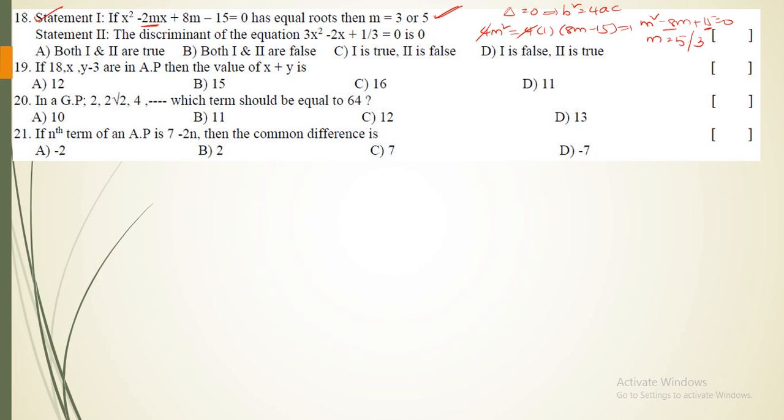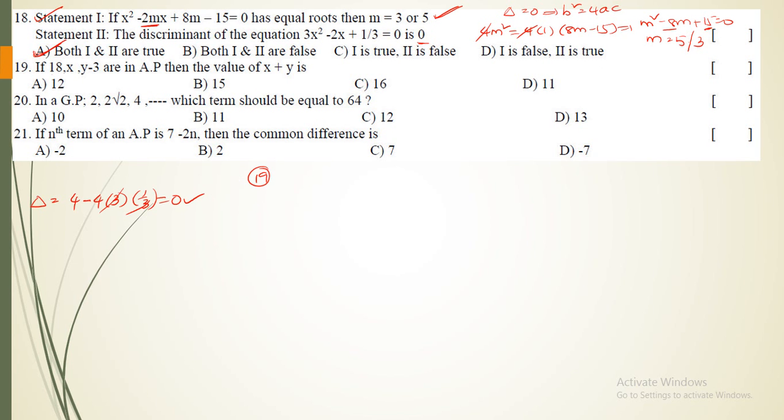So statement 1 is correct. Next, moving on to statement 2. The discriminant of the equation 3x square minus 2x plus 1 by 3 is equal to 0 is 0. So we need to check the discriminant. Delta is equal to minus 2 whole square is 4, minus 4 into a into c. So 3 gets cancelled, 4 minus 4 is 0. So it is correct. So both 1 and 2 are correct. Both 1 and 2 are true. Next, moving on to question number 19.